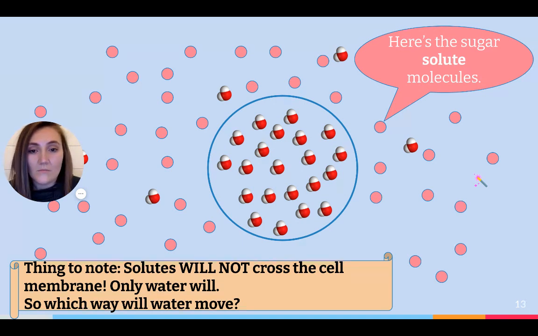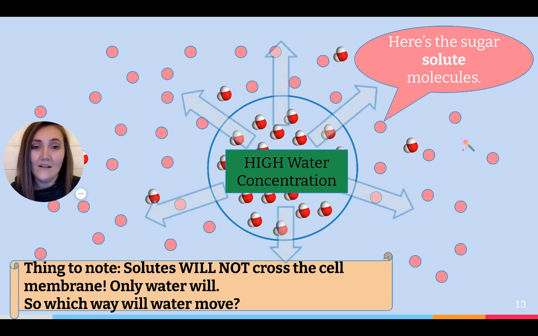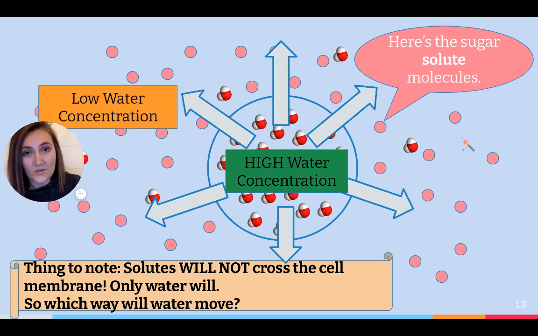So just visualizing right here with this picture, which way do you think water will move? Will the water go into the cell or will the water leave the cell? Let's find out. So here we have a high water concentration inside the cell, and the water will actually leave because remember, water wants to go from an area of high concentration to an area of low concentration. A little rhyming trick to help you remember this is high to low is the way we go. That's where water is going to want to go. So it's going to want to leave an area of high water concentration to an area of low water concentration.